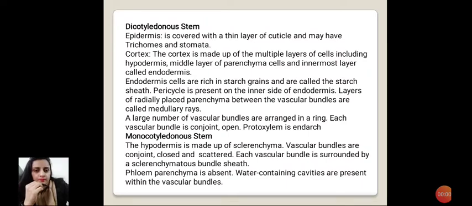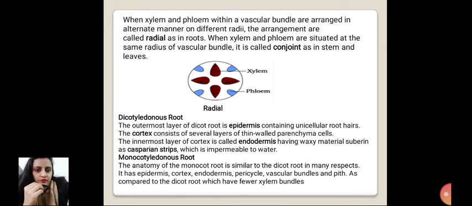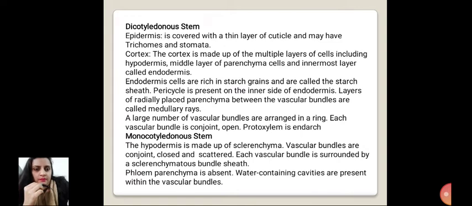Hello students, today we are going to discuss about dicot stem. In our previous lecture we have already discussed about the anatomy of root. So let's start. First of all we will discuss about epidermis.